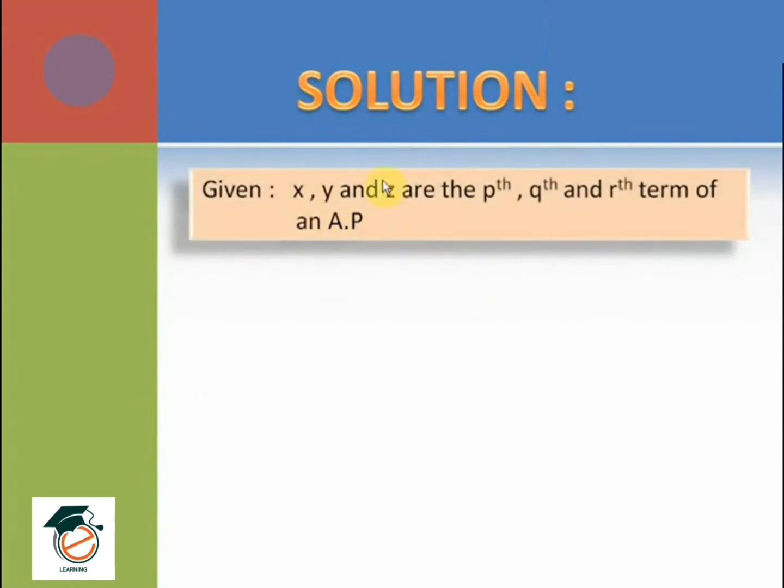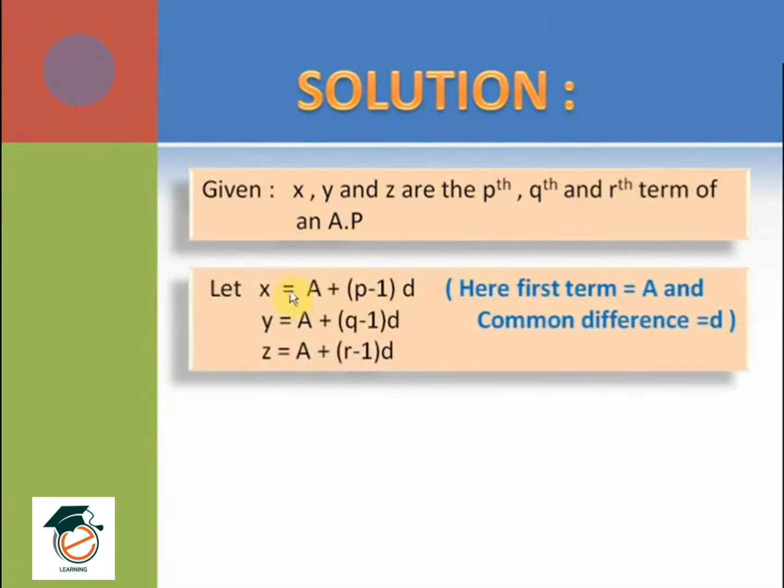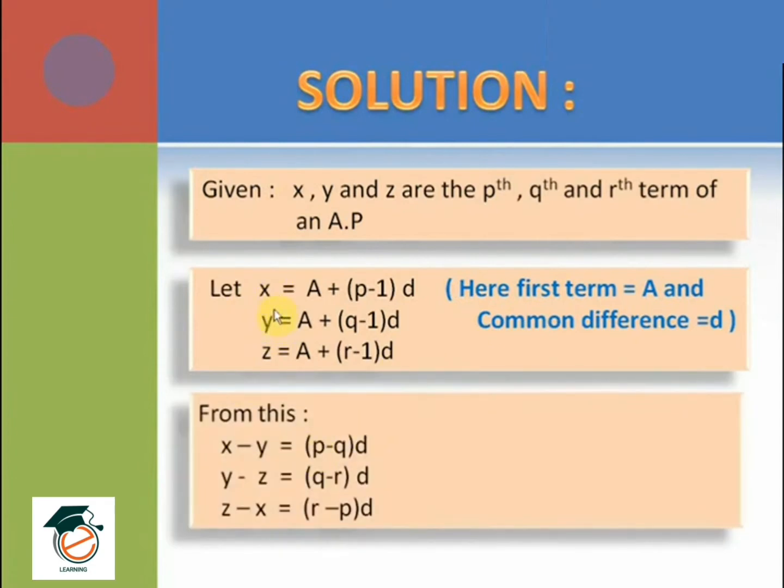Given to us is that x, y and z are the pth, qth and rth terms of an AP. So we can say that x is equal to a plus (p minus 1) into d, y is equal to a plus (q minus 1) into d, and z is equal to a plus (r minus 1) into d. Here we have taken the first term to be a and the common difference equal to d. We have simply used the formula for finding the nth term of an AP. From this what we get is x minus y would be equal to (p minus q) into d. We subtract this equation from this to get x minus y equal to (p minus q) into d.